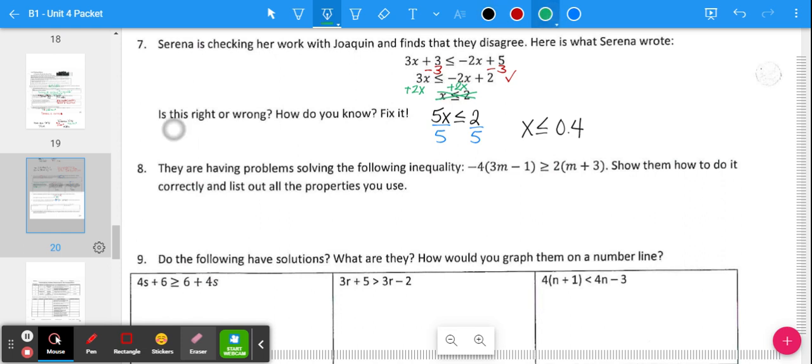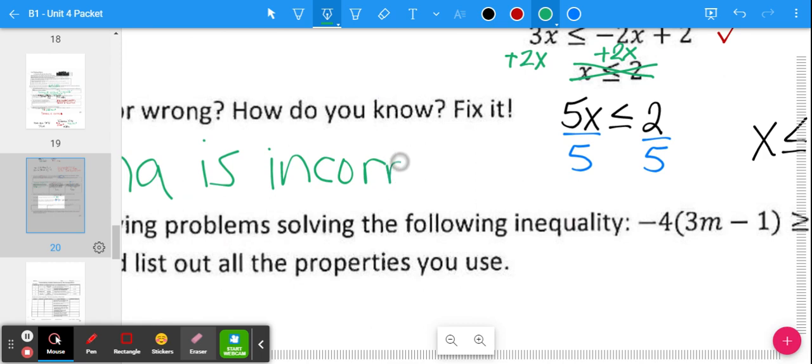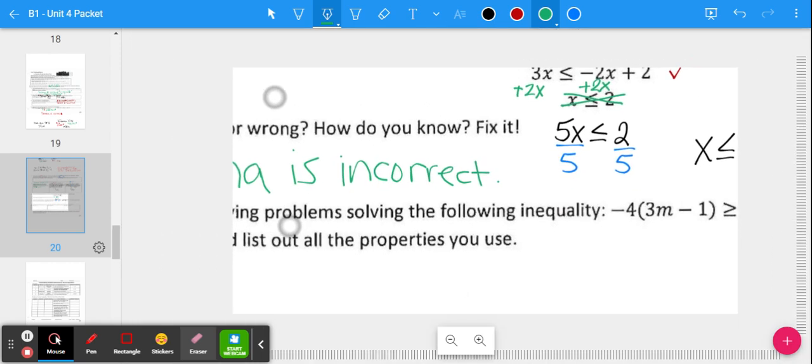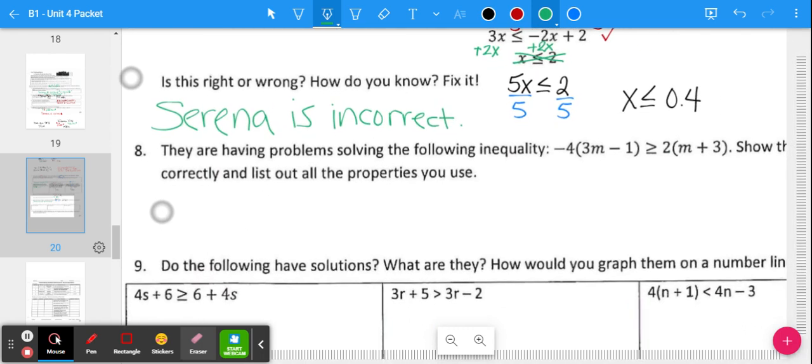So I need to write: Serena is incorrect. And we already fixed it as we went through each of the steps.